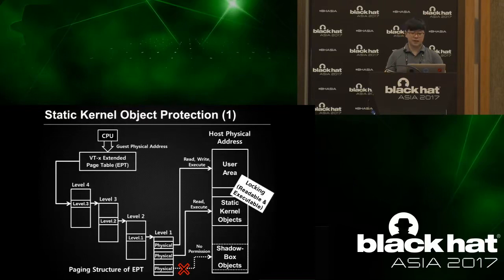Shadowbox sets read and execute permission to static kernel object. We call this locking. Shadowbox sets no permission to itself. We call this hiding, like this.